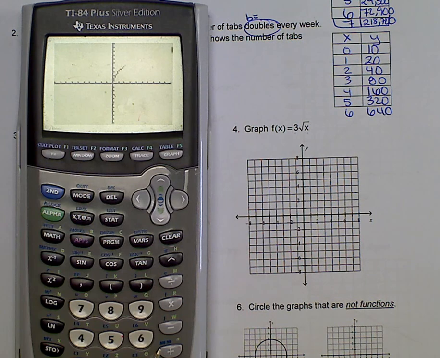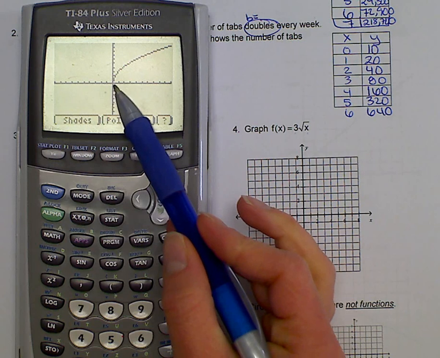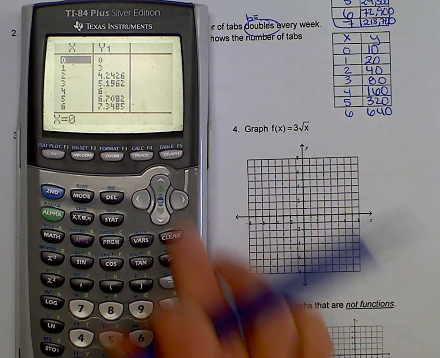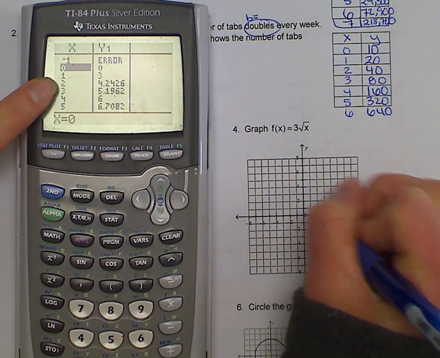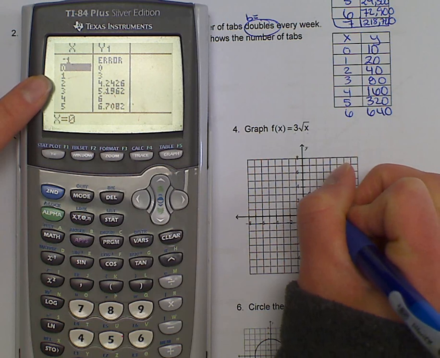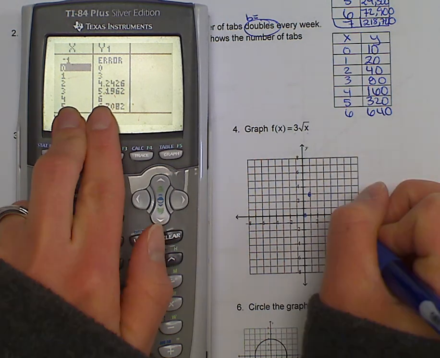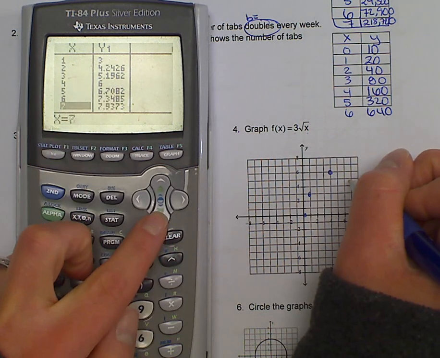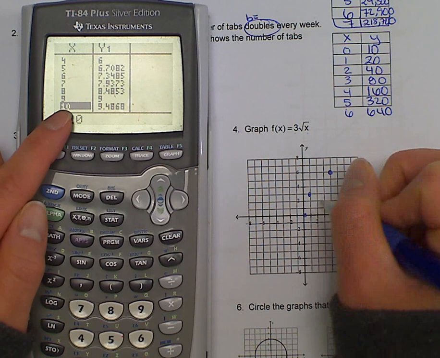standard. Okay, so it looks like we're starting right around 0, 0, but I'm going to go to the table and look for some nice points to plot. So we have 0, 0, 1 up to 3. My next two integer values are at 4, 6, and then 9, 9, which is not on the graph.